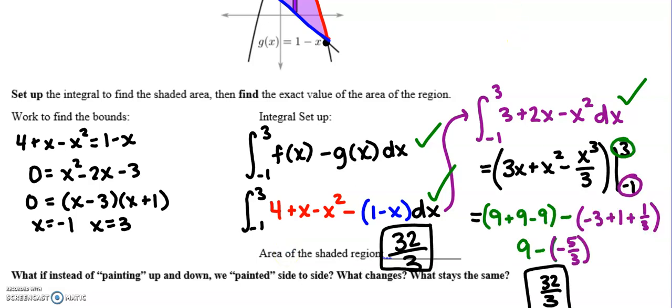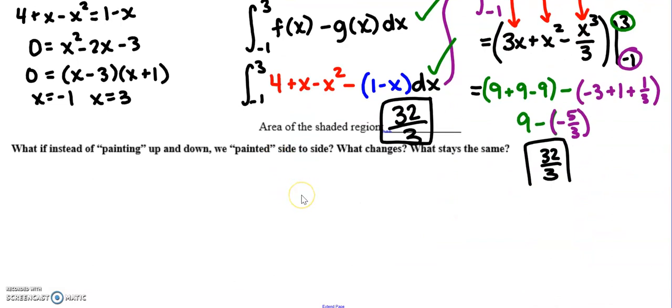All right, so remember to do an integral, you take the antiderivative of each piece, and then you sub in the top number minus subbing in the bottom number. Math, fractions, love it, no calculator. 32/3 is going to be our final answer.